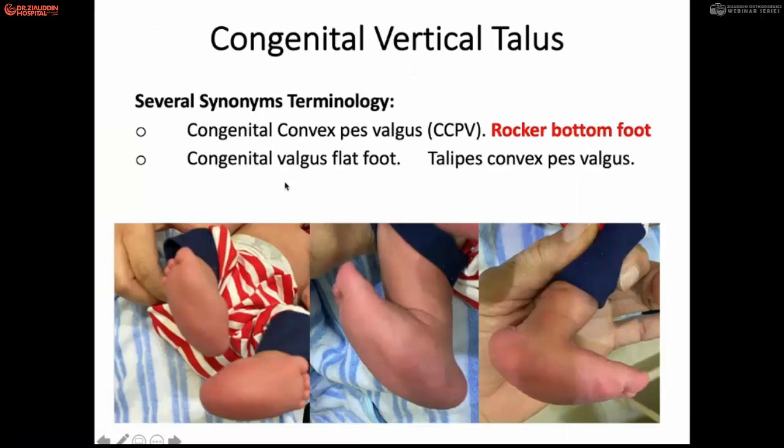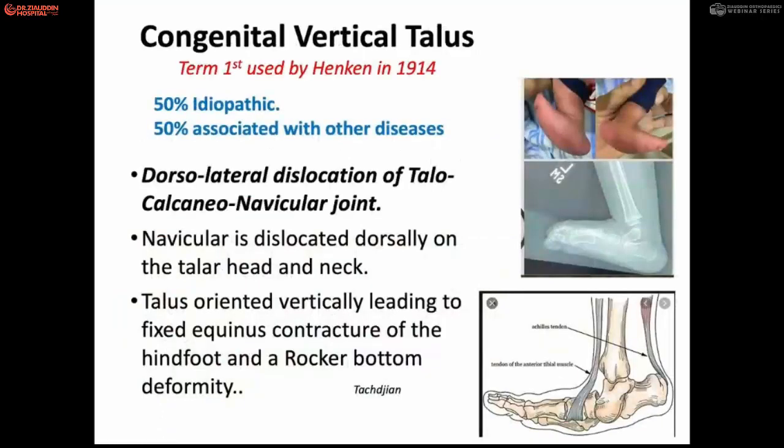Congenital vertical talus has several synonymous terminologies. The most common terminology generally used is the rocker bottom foot. This rocker bottom foot discriminates from the flat foot, which is more common in younger age groups. Other terminology also used includes congenital convex pes valgus and talipes convex pes valgus.